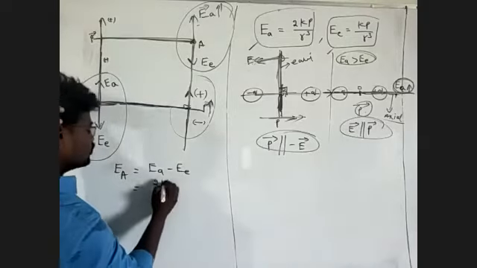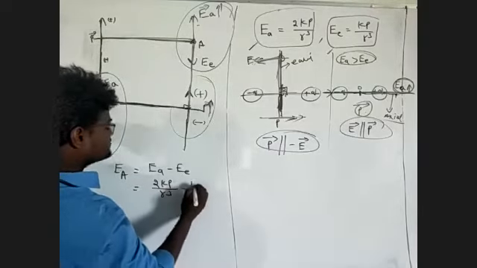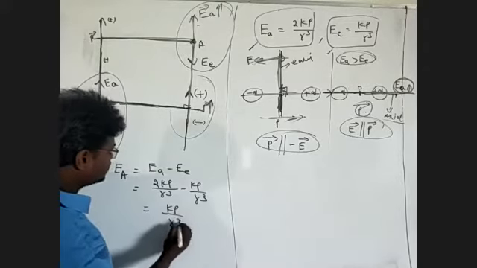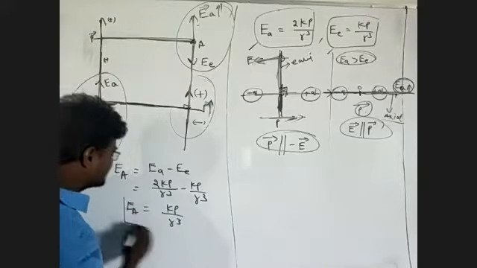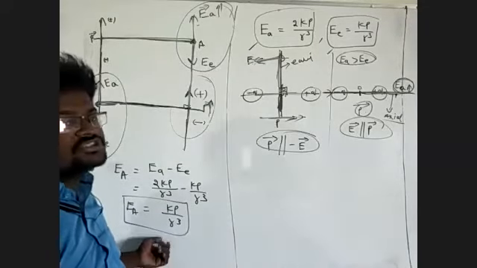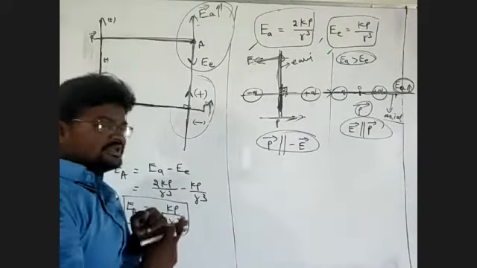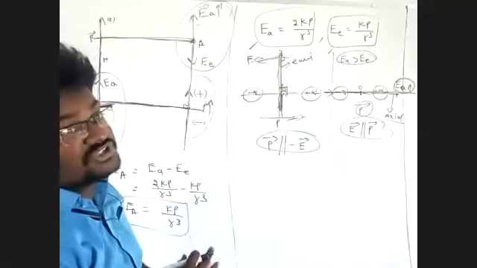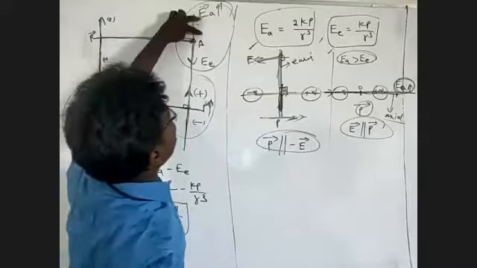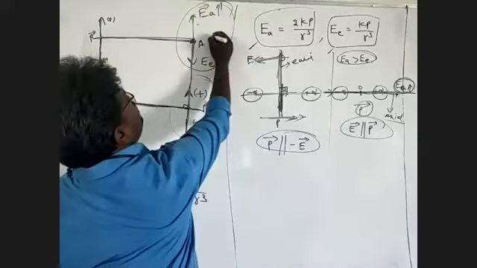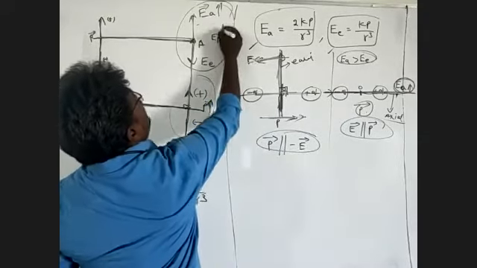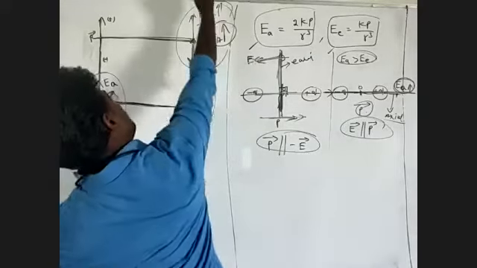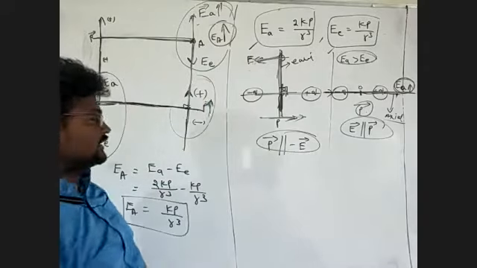E axial is 2kp by r cube minus kp by r cube. Now I'm getting kp by r cube. This is the magnitude of EA. Electric field has magnitude, but what is the direction? This is the greater value, this is the lesser value. So the resultant EA is in the upward direction.